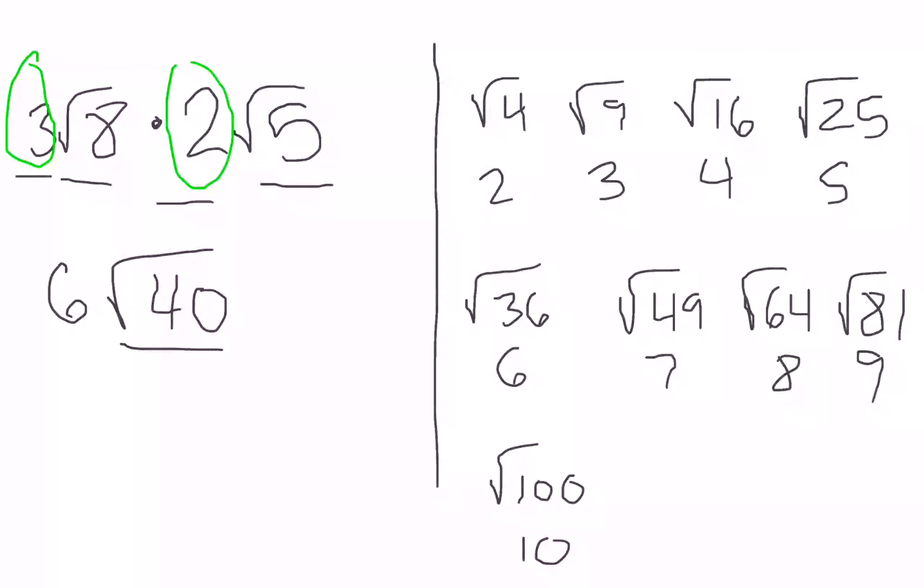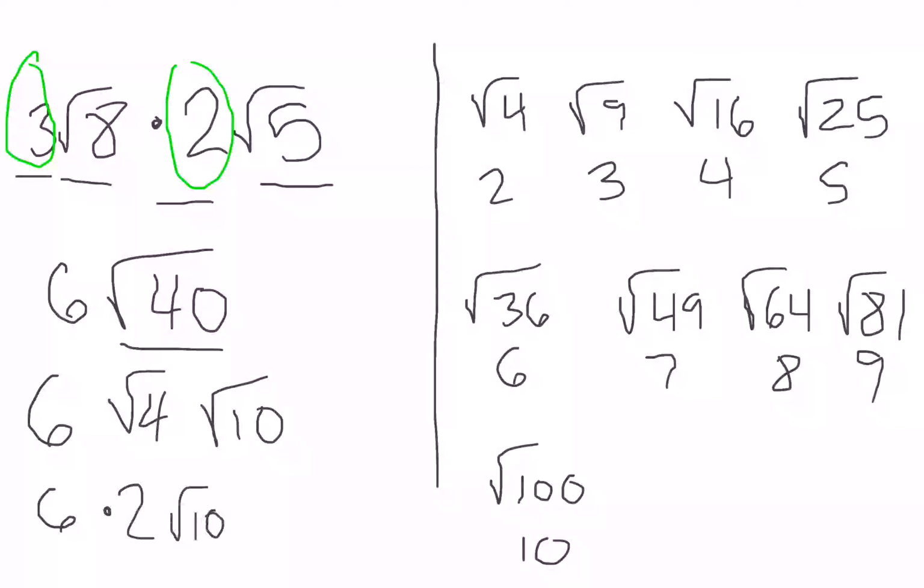And just like in the last video, I'm going to use my square roots, or my perfect squares, to help me decide what makes up 40. And so I know that radical 4 times radical 10 would give me 40. And I know what radical 4 is. Radical 4 is 2. I don't know what radical 10 is, so I'm going to leave it. So now I have 6 times 2 times radical 10, which will give me 12 radical 10. And since radical 10 can't be simplified, this is my final answer.